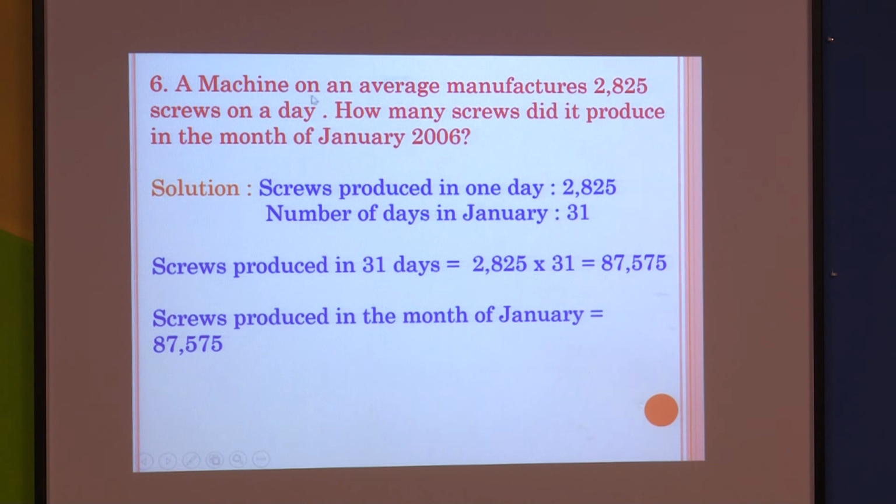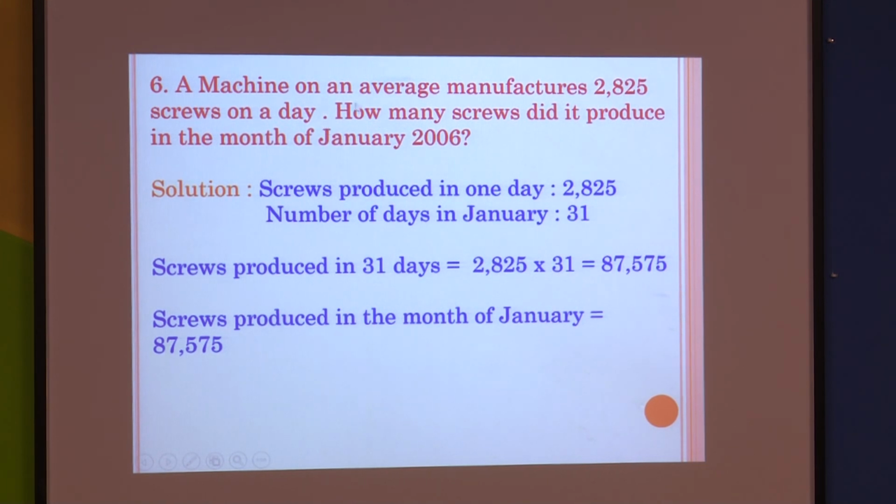A machine on an average manufactures 2,825 screws a day. How many screws did it produce in the month of January 2006? Okay, let us solve it. Screws produced in one day are 2,825. Now, in order to find the number of screws produced in the month of January, we must know the number of days in January. So, the number of days in January is 31.